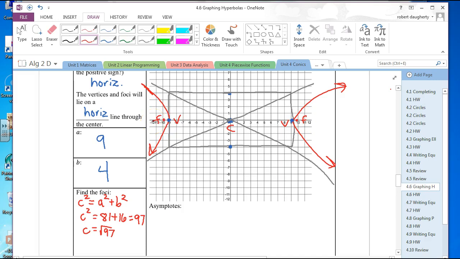And exactly what are they? So it's what? The first one is what? Square root of 97, 0. What's the other one? Negative square root of 97, 0. Those are the two focal points.